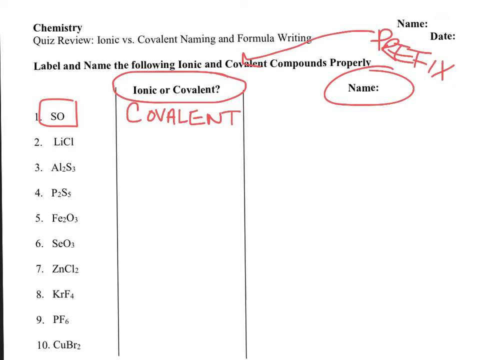So when we name this, there's one sulfur, so we'll just call it sulfur. Remember, we don't use mono on the very first one, only the second one. And since there's one oxygen, oxygen's name is going to turn to oxide. And since there's one, we will call it monoxide. So this is going to be sulfur monoxide. Let's take a look at number two.